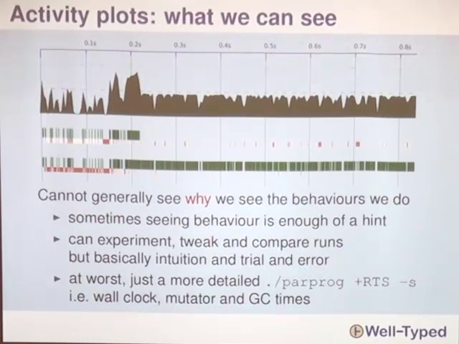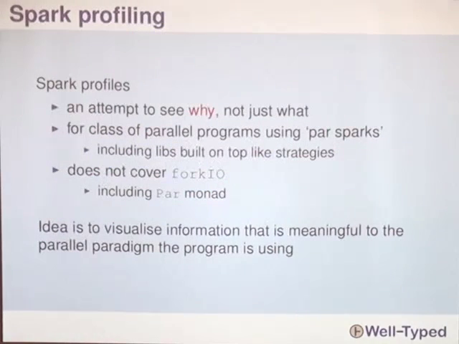So, a slight characterization, but at worst, it's just a more detailed visual representation of the information you get from the RTS stats, this many seconds of mutator and this many seconds of GC and this many. It's just telling you that, but in more detail. It's not really telling you anything about why. So you run it multiple times, you see that your overall time is decreased, but you don't know much more. So what we've been trying to do is to see why we're getting the effects we're getting.